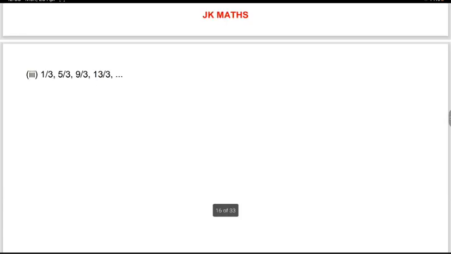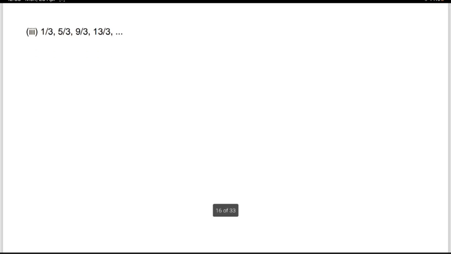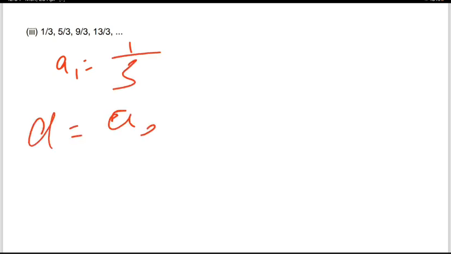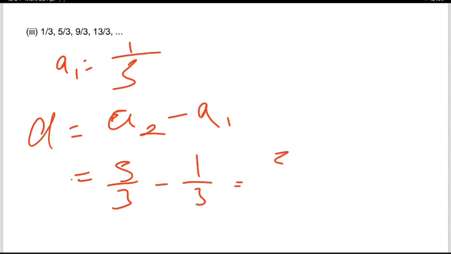So the third subdivision. Here the given first term is 1 by 3, and the common difference is a2 minus a1, that is 5 by 3 minus 1 by 3, that is 5 minus 1 by 3, which equals 4 by 3. So the first term of this is 1 by 3 and the common difference is 4 by 3.